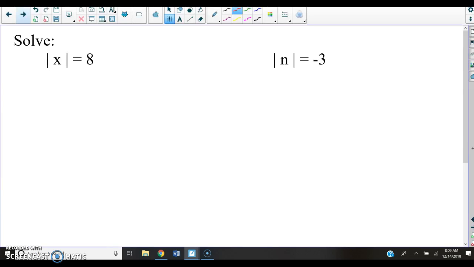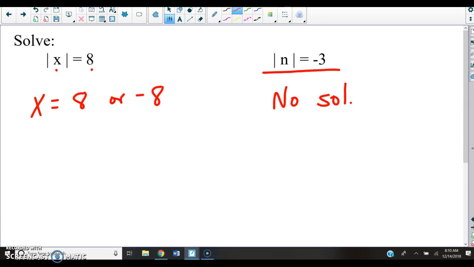Let's practice. Here the absolute value is 8, the distance is 8, but that number could have been 8 or negative 8. Now this one is a trick question. Distance is never negative. So in this one, there is no solution, no answer, because the absolute value of anything is going to be 0 or more. It cannot equal a negative.